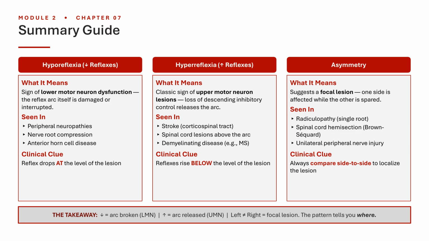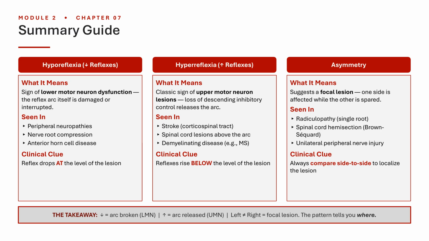Hyporeflexia, diminished or absent reflexes. What it means: sign of lower motor neuron dysfunction. The reflex arc itself is damaged or interrupted at some point along its course. The signal cannot complete. Seen in peripheral neuropathies, where the afferent or efferent limb of the arc is damaged in the peripheral nerve. Nerve root compression, where the arc is interrupted at its entry or exit from the cord. Anterior horn cell disease, where the motor neuron cell body is destroyed. Clinical clue: the reflex drops at the level of the lesion. The deficit is focal and segmental.